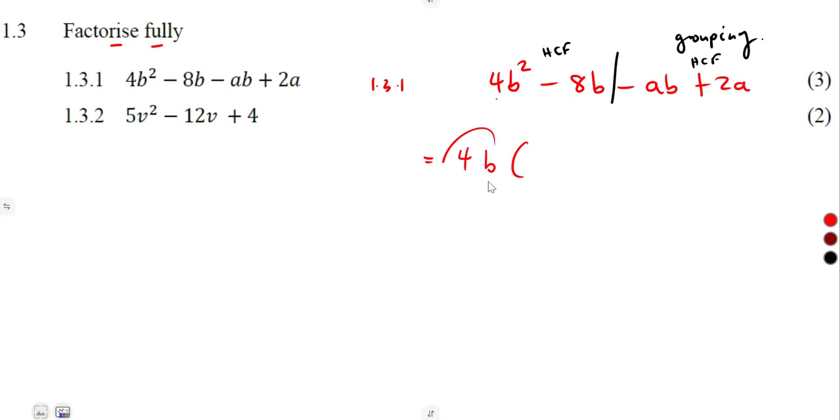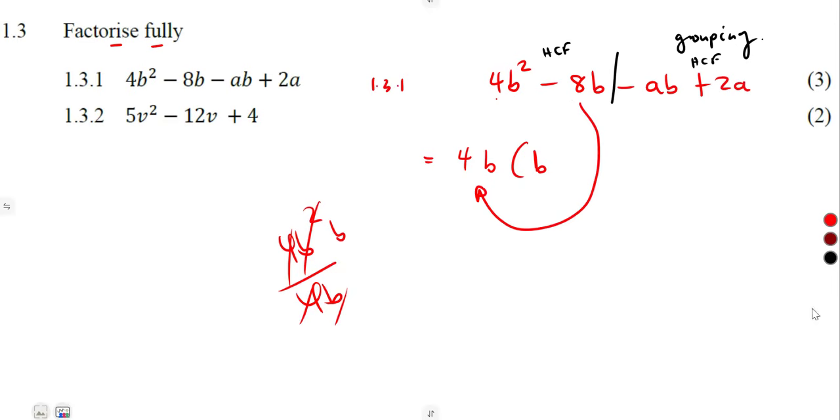All right, so this will be what? This will be our highest common factor. So let's divide 4b squared by 4b. That is going to give us b. All right, 4b squared over 4b, this is going to cancel and remain with b. Minus 8b divided by 4b, that's negative 2.